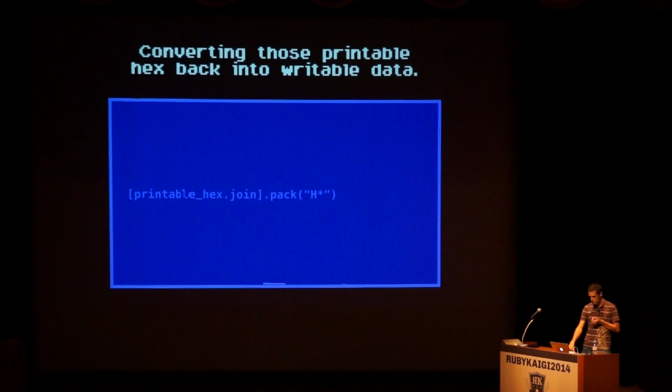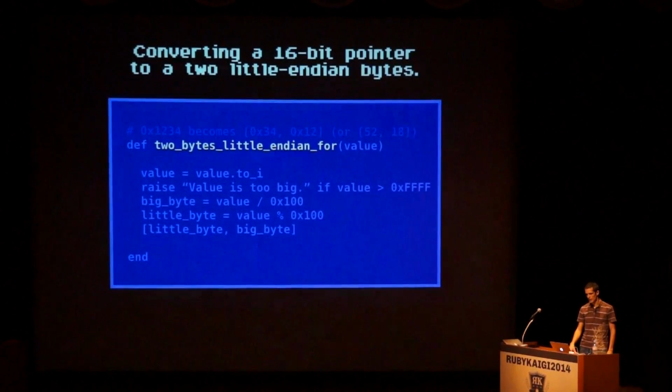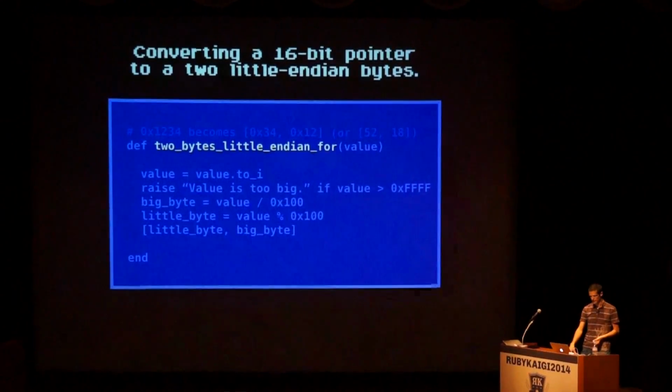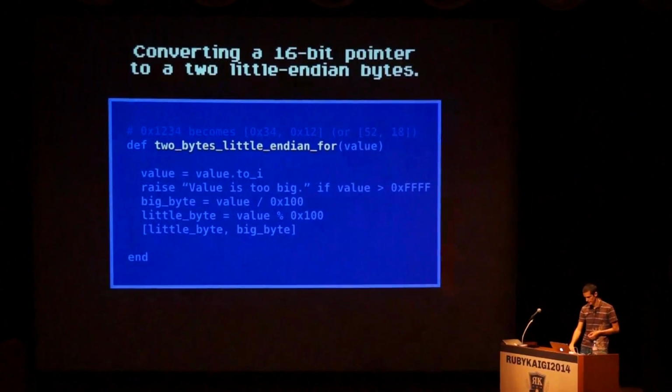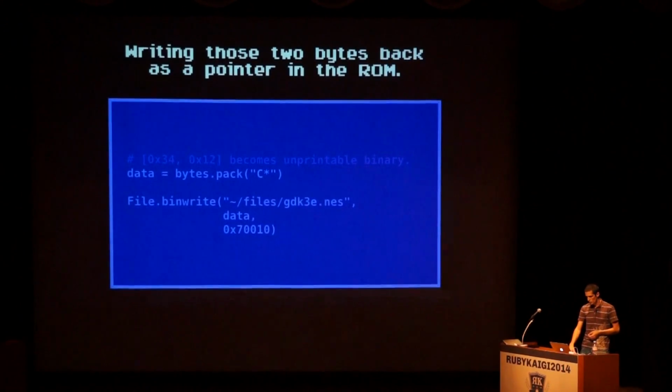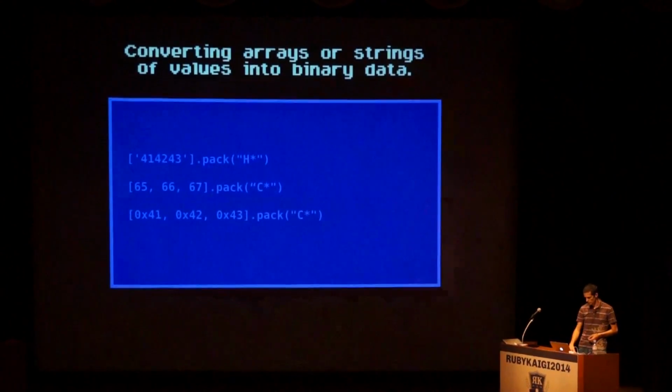You can do that by taking the printable hex, joining it into a single string, and then calling pack on it, which is the opposite of unpack. And then also you can convert a 16-bit pointer to 2 little-endian bytes. I'll show you why we need to do that in a second. Writing those 2 bytes back as a pointer into the ROM. These slides are out of order. Sorry.